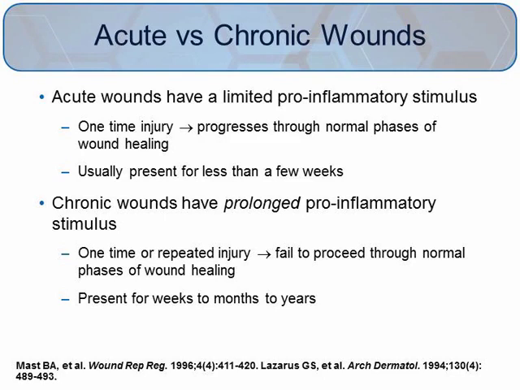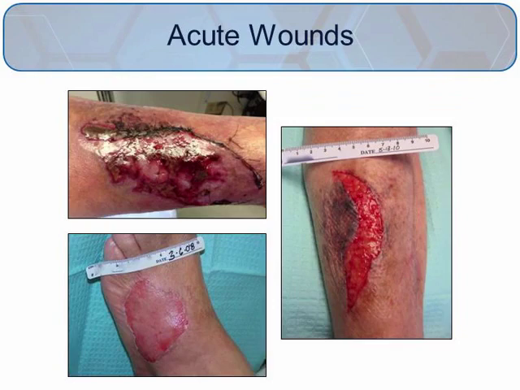Chronic wounds, on the other hand, have a prolonged inflammatory stimulus. There may still have been a one-time injury or repeated injury, and the wound fails to proceed through normal phases of wound healing. And generally, these wounds get stuck in the inflammatory phase of wound healing, usually secondary to repetitive injury like repetitive friction, shear, pressure, increased bacterial colonization or infection, and or ischemia. And again, they get stuck in this inflammatory phase of wound healing, and these wounds may be present for weeks to months to years.